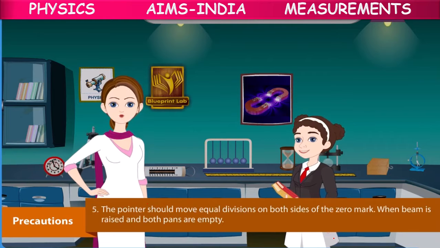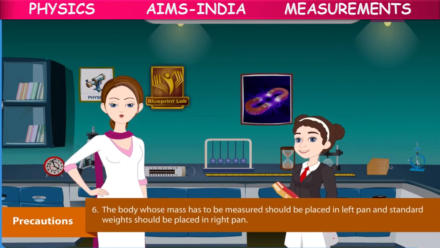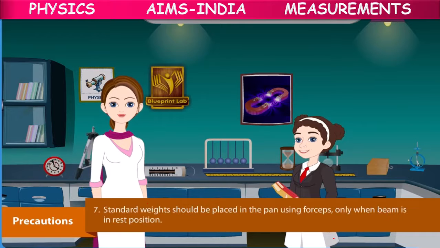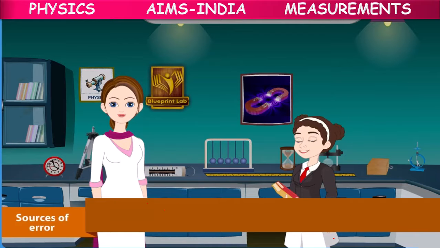The pointer should move equal divisions on both sides of the 0 mark. When the beam is raised and both pans are empty, the body whose mass has to be measured should be placed in the left pan and standard weights should be placed in the right pan. Standard weights should be placed in the pan using forceps only when the beam is in rest position.